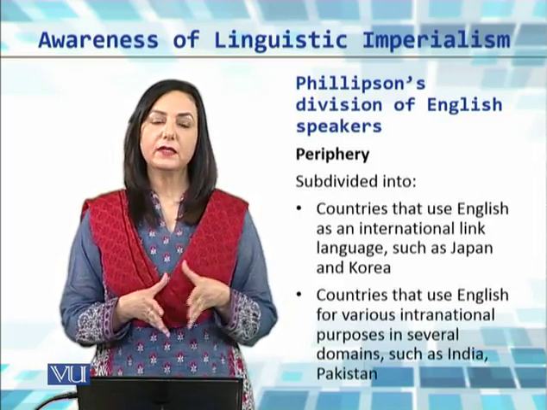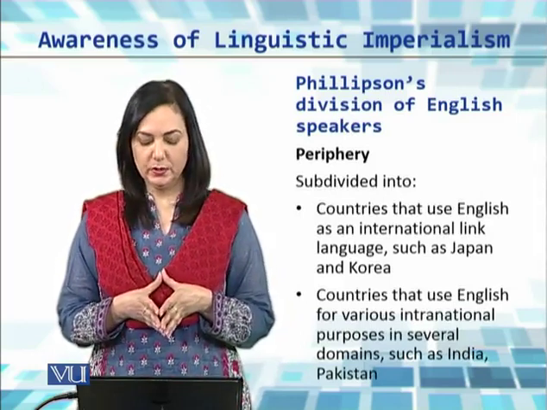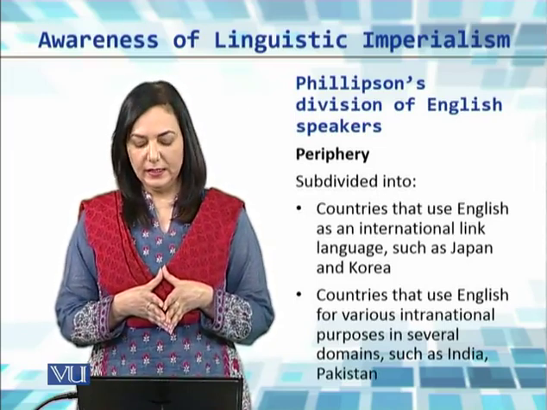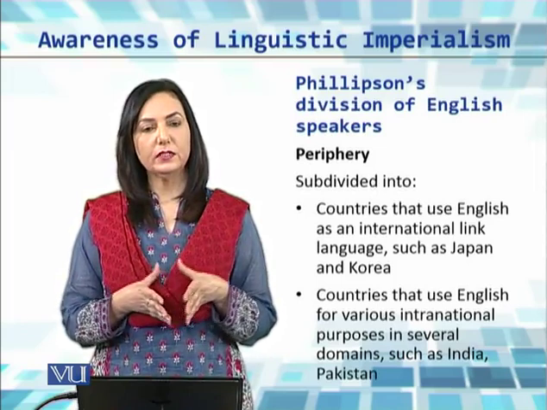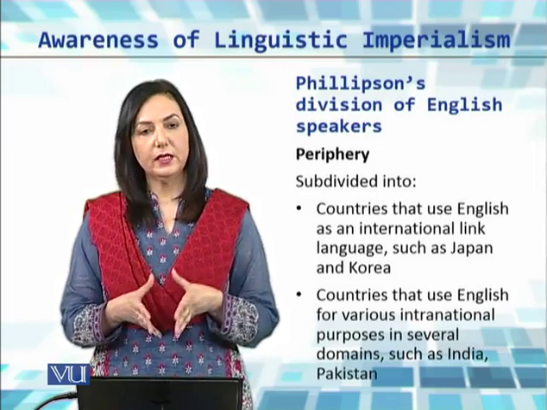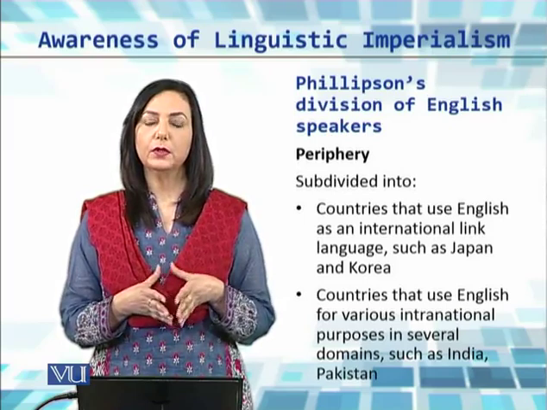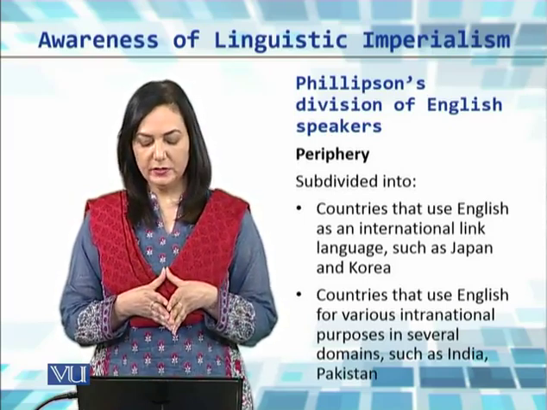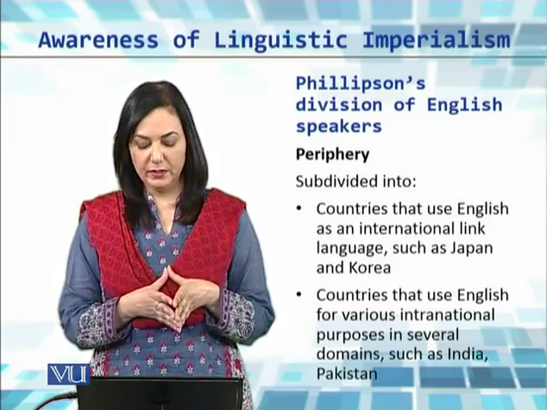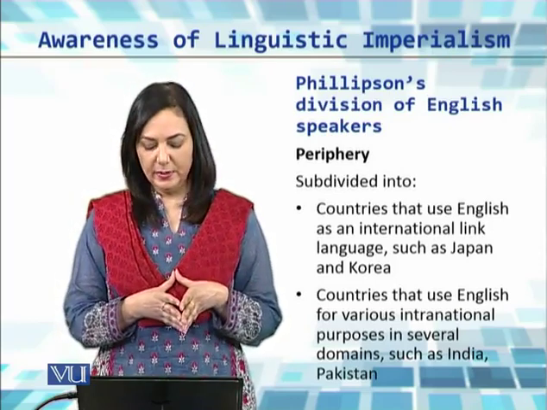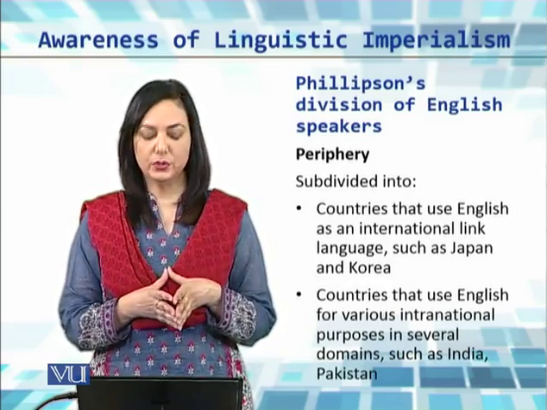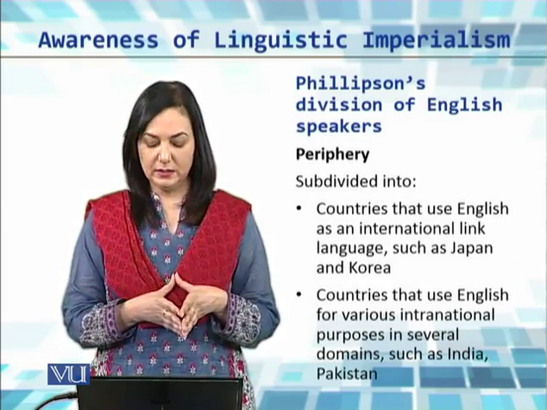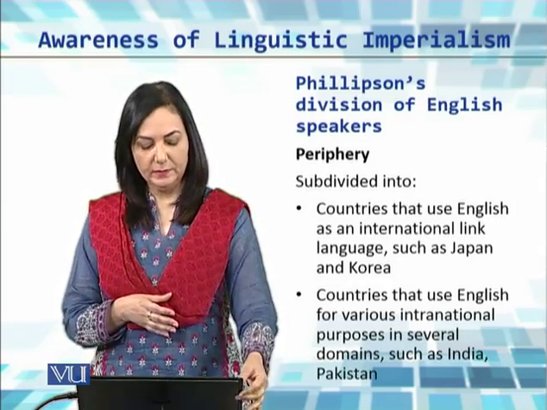The periphery is further subdivided into two groups. One group comprises the countries that use English as an international link language, for example, Japan, Korea, China, where English is used only for international communication. And the other group comprises countries that use English for various intranational purposes as well, and where English is used in several domains, for example, India, Pakistan, Singapore, etc.